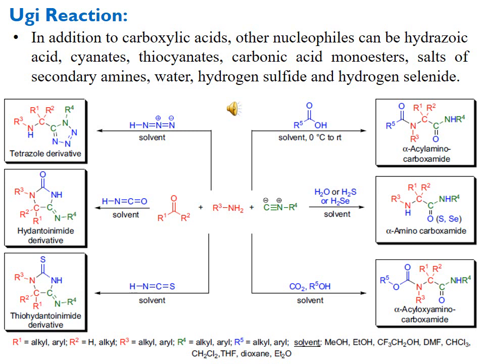The third on this left side, the last one, is the thiocyanate, and here you can see that if we use this we get a similar type of molecule as before, but this is named as thiohydantoin imide derivative.